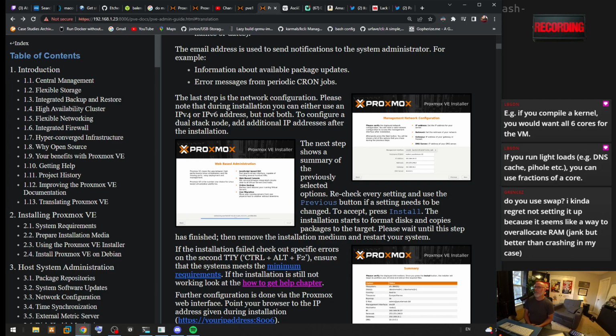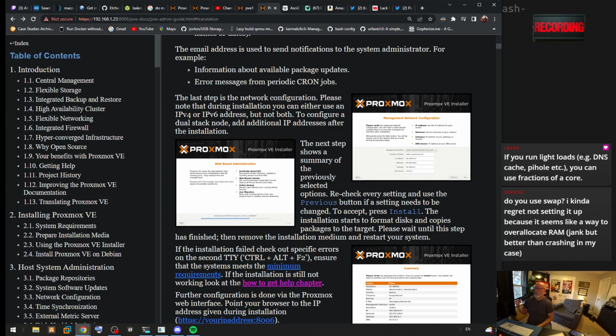Do I use swap? No, I turned swap off, but swap can be turned on now. It seems like a way to overallocate RAM. I would never, okay, so as of 1.23, I think, you can now allocate swap in Kubernetes on a node. Before that, the official word was disable swap, or it won't even run. So they've changed that. So you can do swap now. And I personally am still a fan of swap.